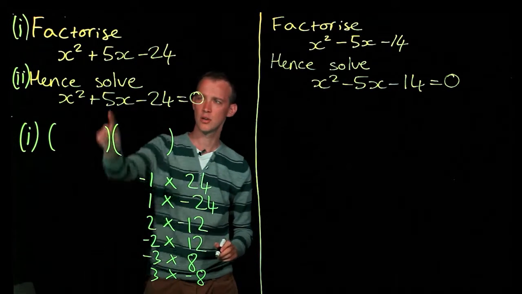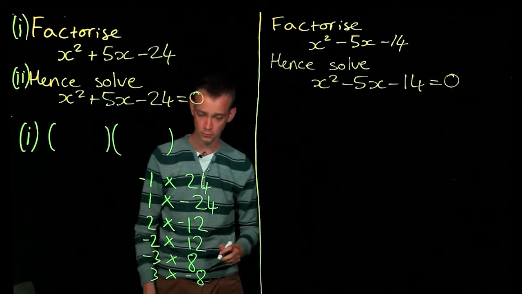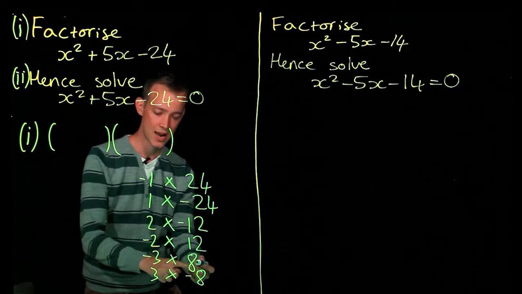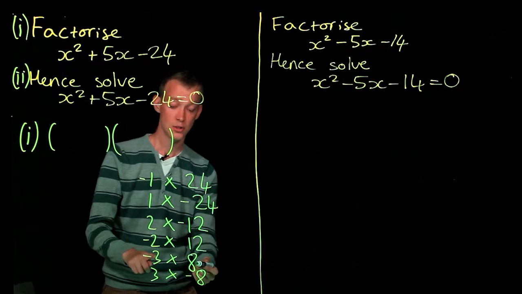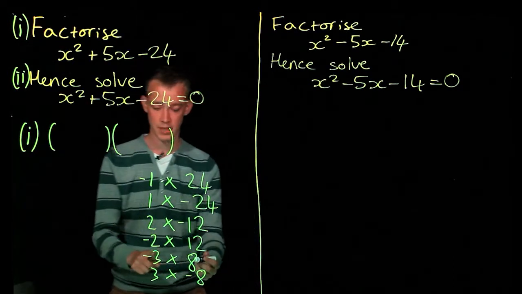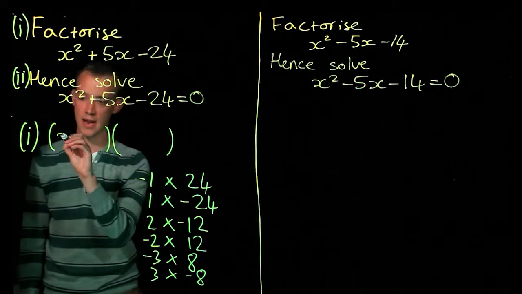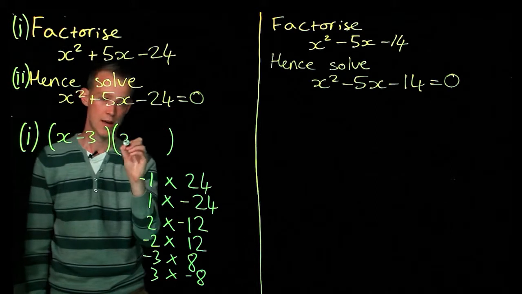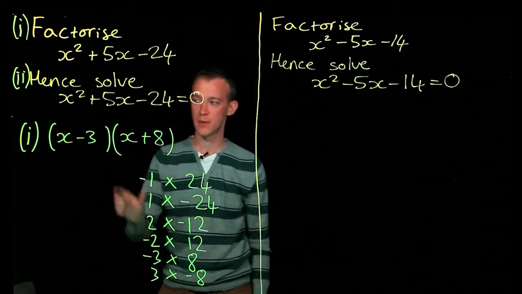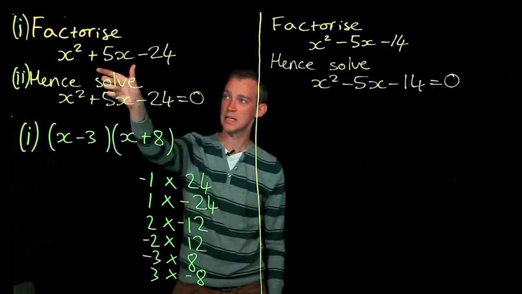And we're trying to find two that add together to make 5. Well, I'm going to stop there because I can see at the moment that if I take my 8 and my minus 3, those two, minus 3 plus 8 makes positive 5. And they multiply together to make minus 24. So my answer is going to be (x minus 3)(x plus 8). And again, if you're not sure, it's best to expand this double bracket so that you can see if it becomes the question.